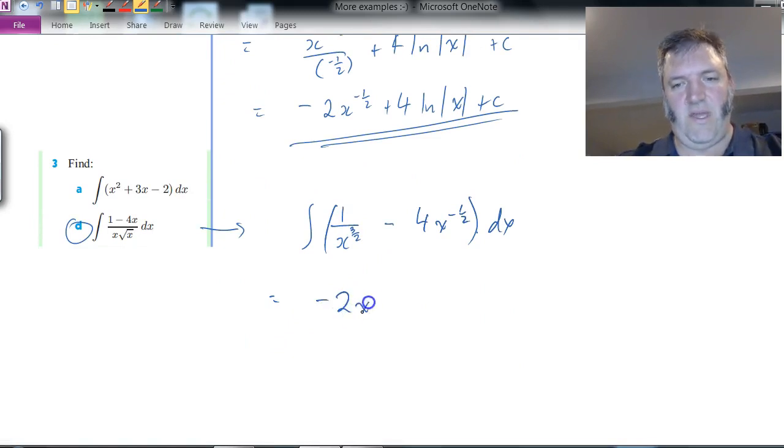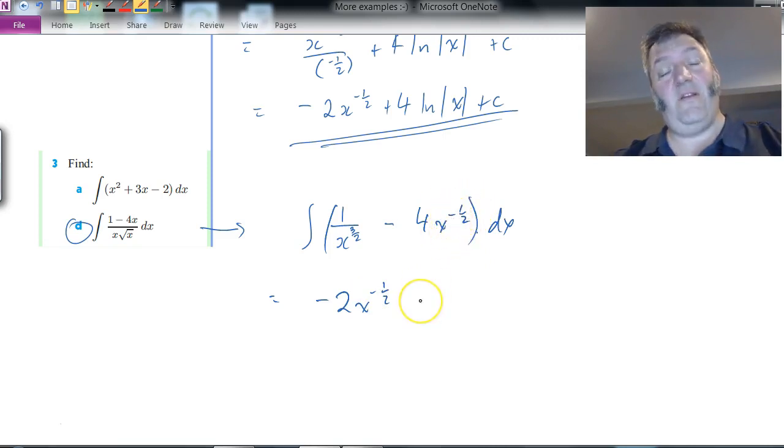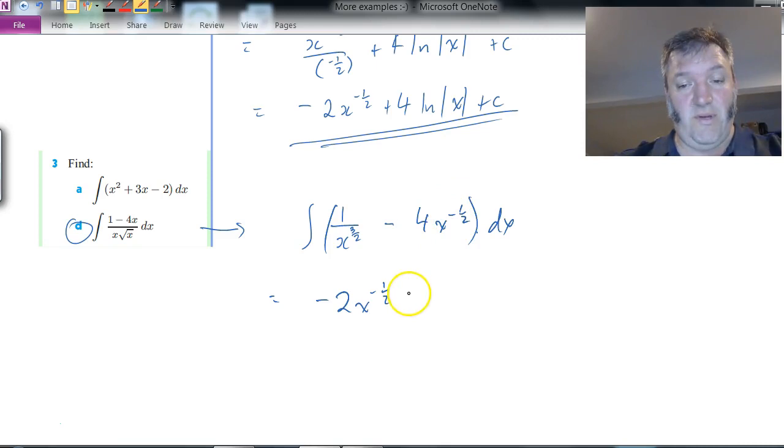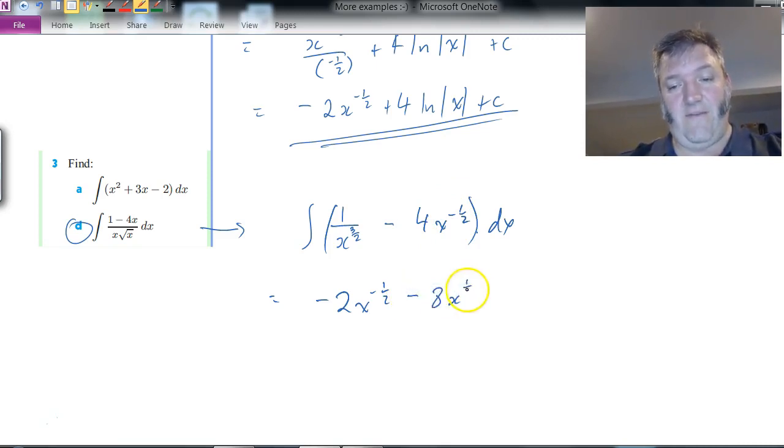Negative 2 x to the negative 1 half. Here, add 1 to the power divided by the new power, so it's going to be x to the half, divided by half, multiplying by 2, so we're going to have negative 8 x to the half, or negative 8 root x, plus c. And we're done. That's all there is to it.